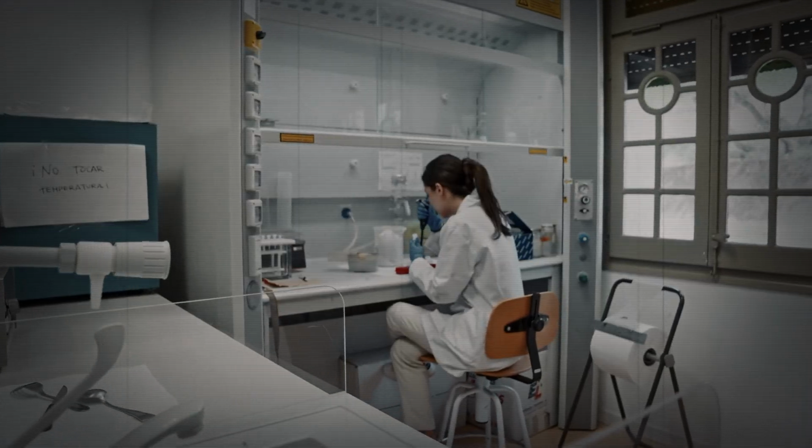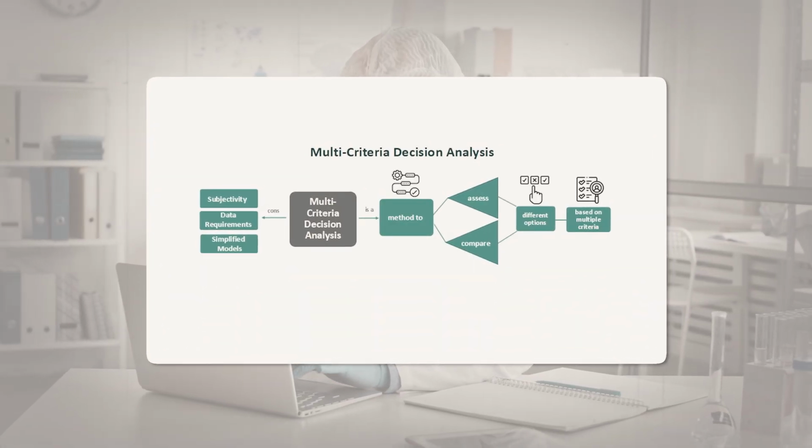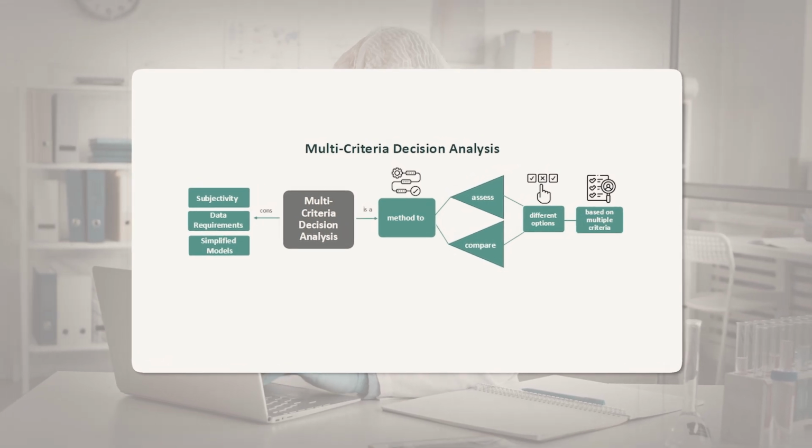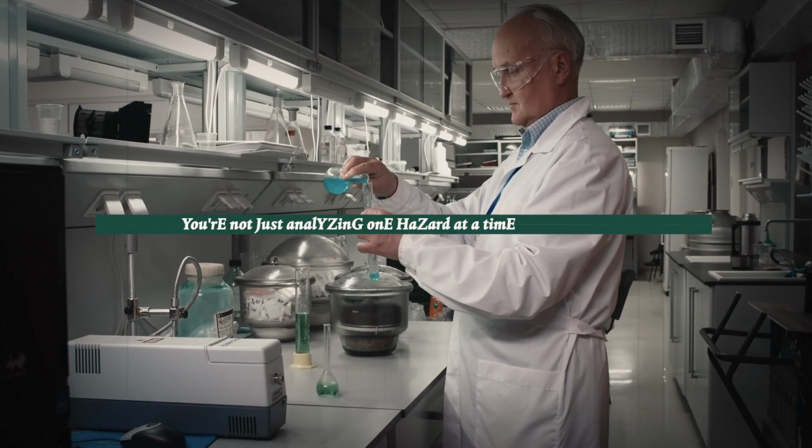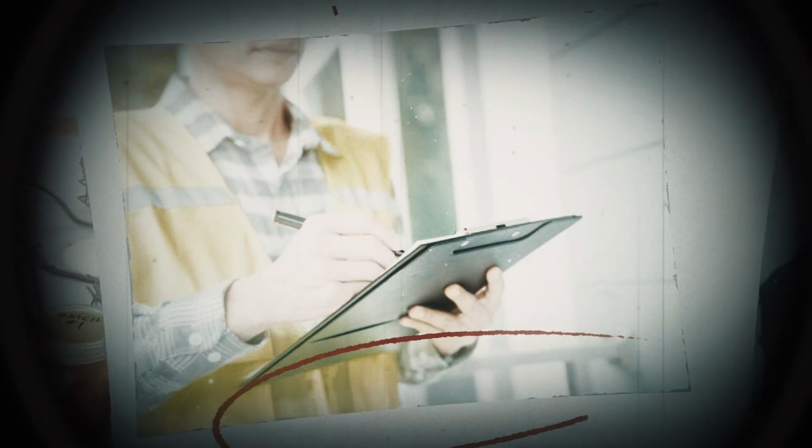This episode is all about comparative risk assessment and decision-based tools like multi-criteria decision analysis, or MCDA. Because in the real world, you're not just analyzing one hazard at a time. You're deciding who to inspect first, which products to test, and where to place your resources. And to do that fairly and transparently, you need structured tools that reflect your real-world priorities. Let's dive in.